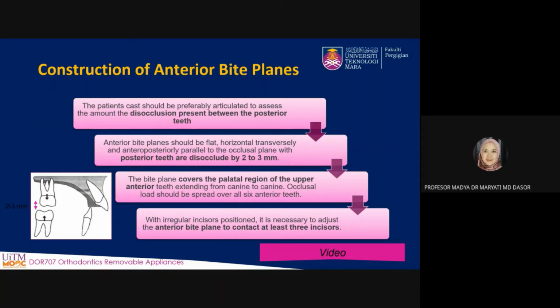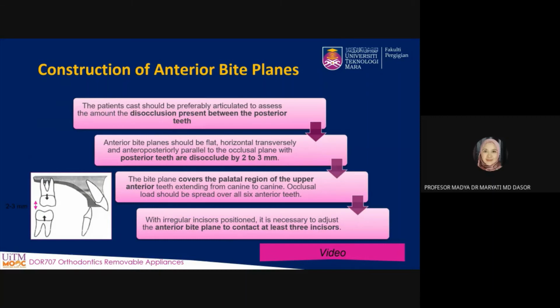Anterior biplane should be flat, horizontal transversely and anteroposteriorly parallel to the occlusal plane, with the posterior teeth disoccluded by 2 to 3 millimeters, as highlighted by the pink arrow, where the posterior teeth in the diagram have been separated by 2 to 3 millimeters. Next step is that the biplane covers the palatal region of the upper anterior teeth extending from canine to canine. The occlusal load should be spread over all 6 anterior teeth.